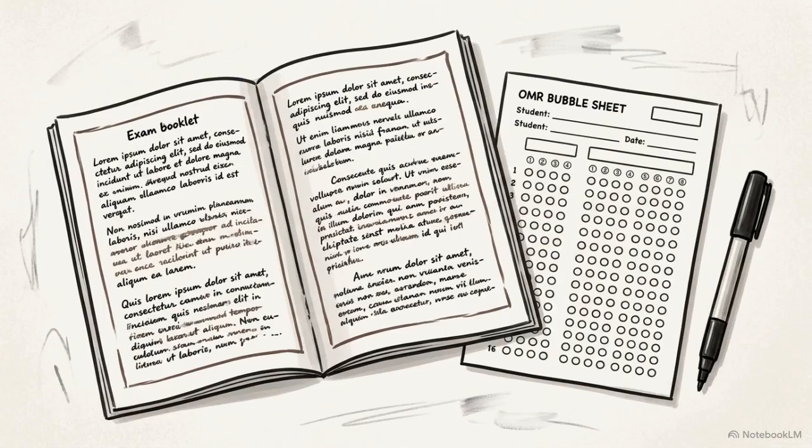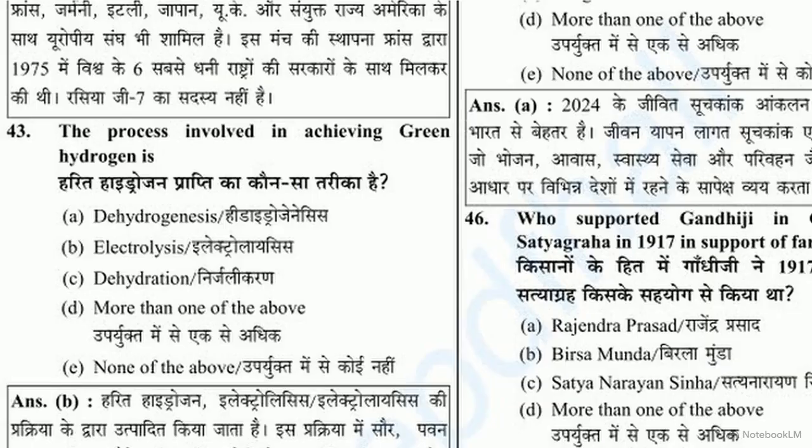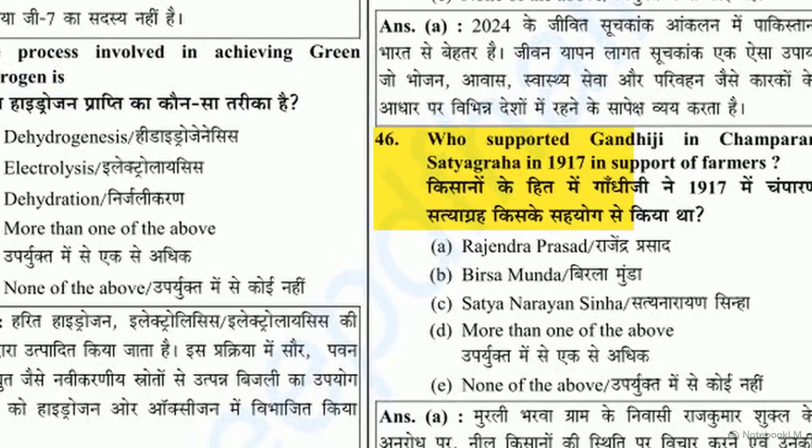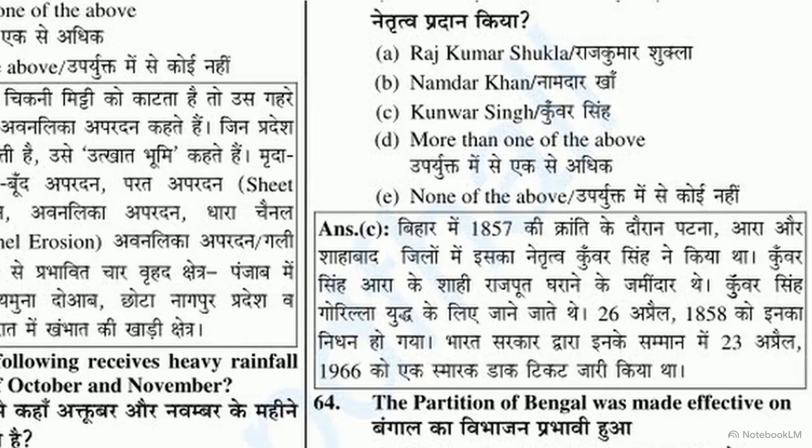Many computer science graduates overlook the 40-mark general study section, but this portion of the exam covers a significant amount of ground. These two questions show the breadth of topics you'll encounter. Question 43 focuses on the science of green hydrogen, while question 46 addresses a key event in the Indian national movement, the Champaran Satyagraha. You also need to prepare for regional history. Question 63, for example, asks for specifics on Kunwar Singh's leadership in Bihar during the 1857 revolt.